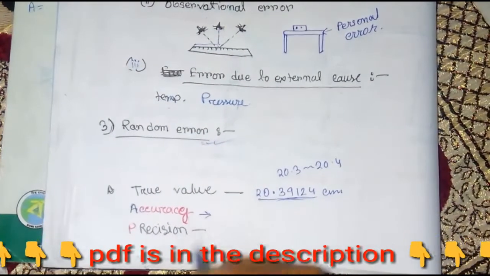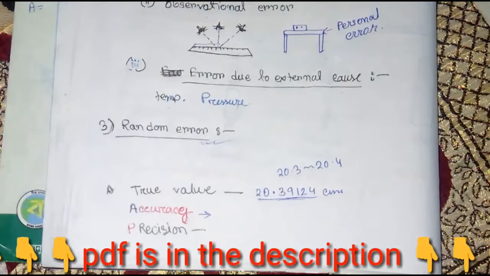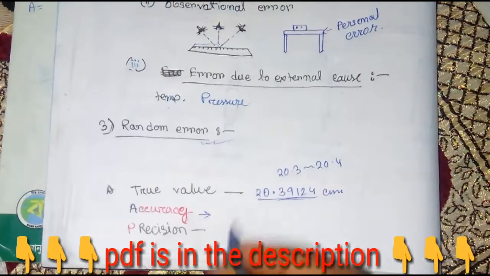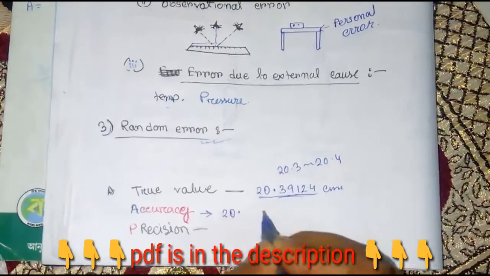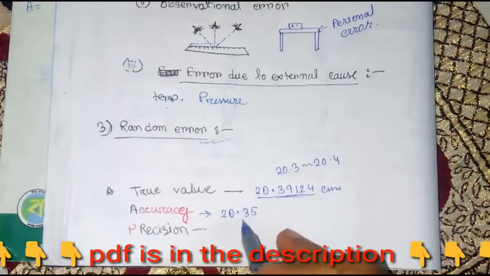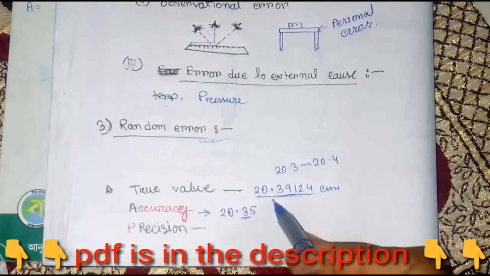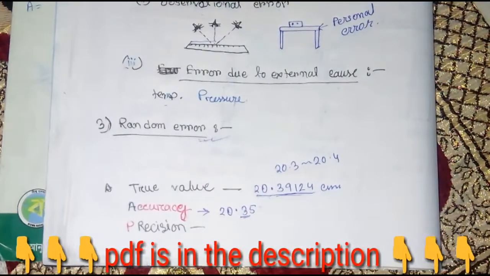What is accuracy? Accuracy means getting the nearest number to the true value. Suppose you are measuring with a vernier calipers and you get 20.35. So this is the accurate value, because it is the closest value.